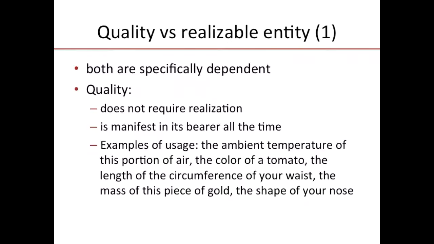But realizable entities are different. So I have the role of an educator. What I'm doing now here is realizing my role of an educator. While I always have the role of an educator, it's not really always manifest. I need to do something to manifest it. The same is with my role as husband. I bear that role at all times, but in order for that role to become manifest, I need to do stuff. Buy flowers on Sunday, or go to the museum with my wife, or something like that.